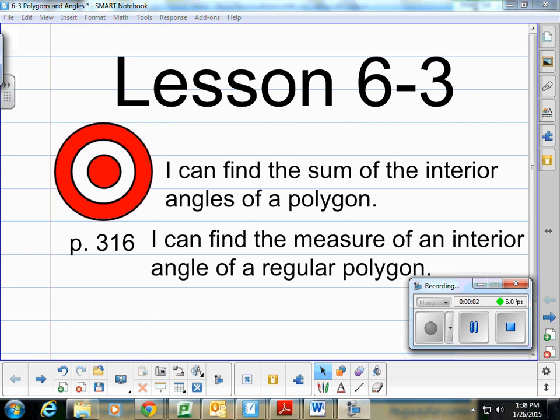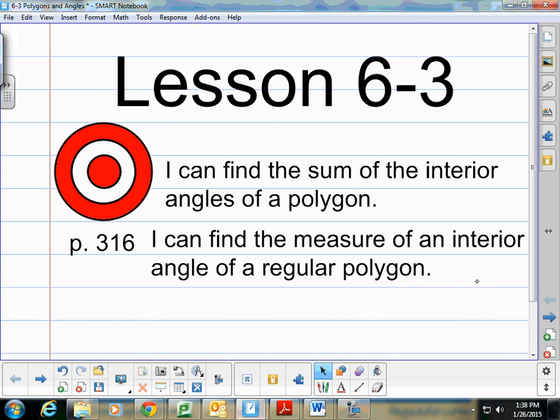Ladies and gentlemen, boys and girls, welcome back to 6-3 in Chapter 6, page 316. I heard my volume's a little muffled, so I'm going to try my best to see if it's a little bit better this time around.